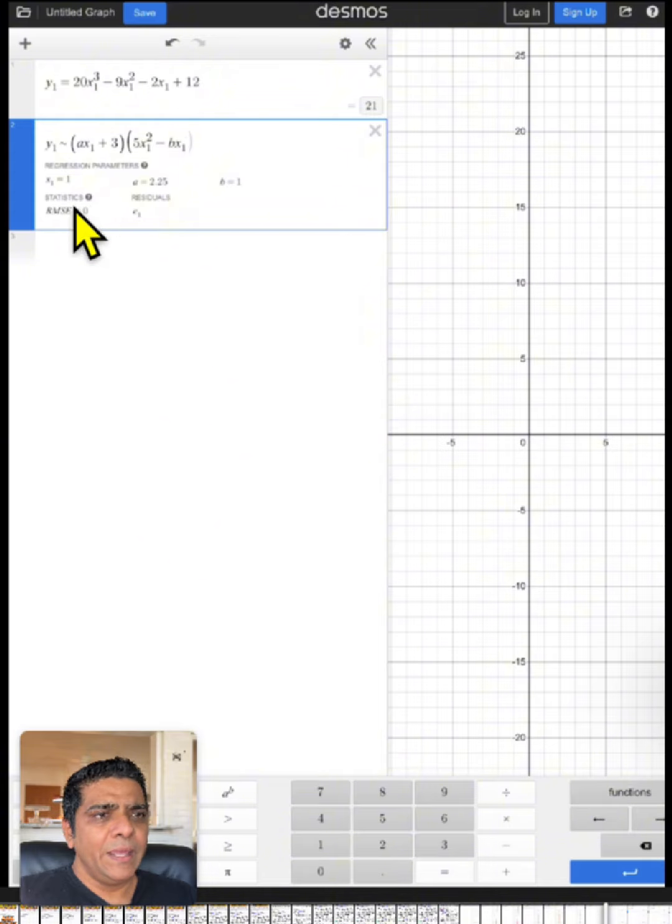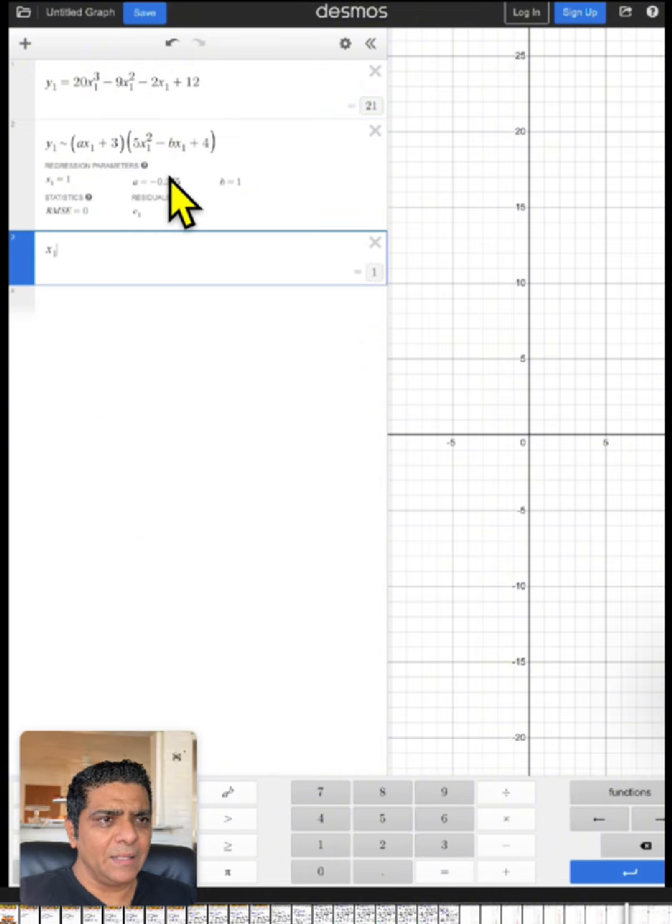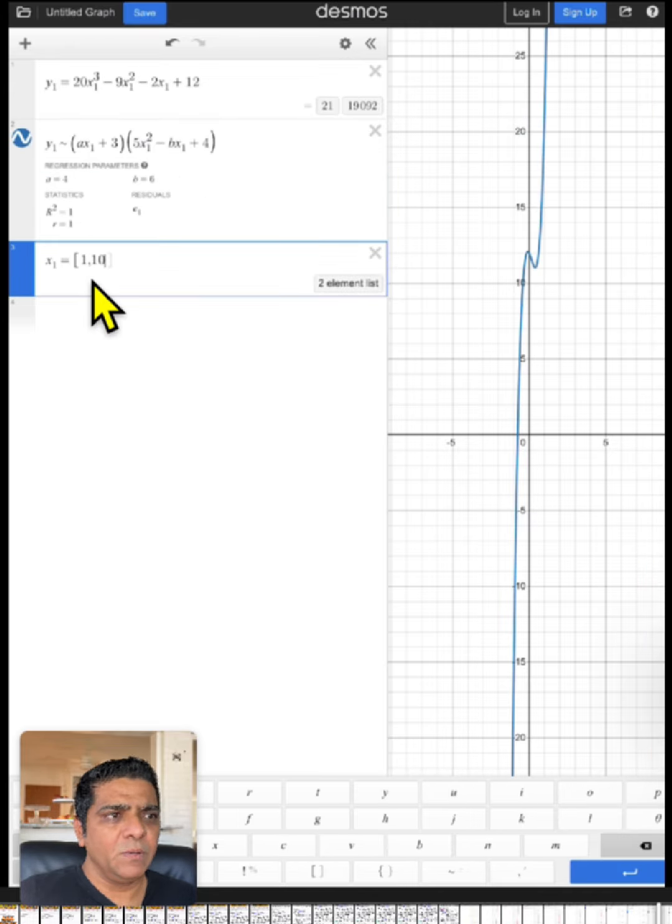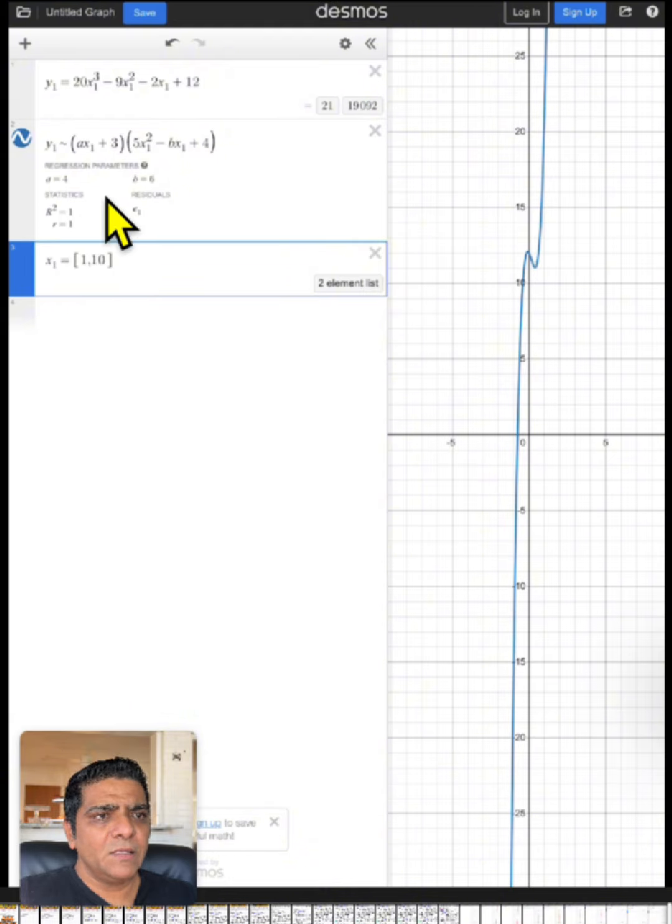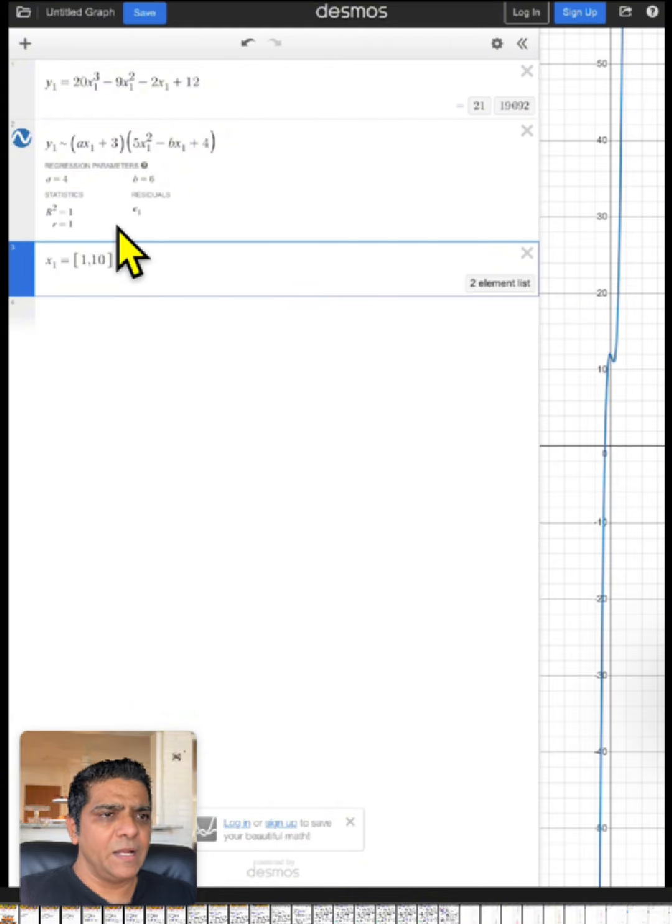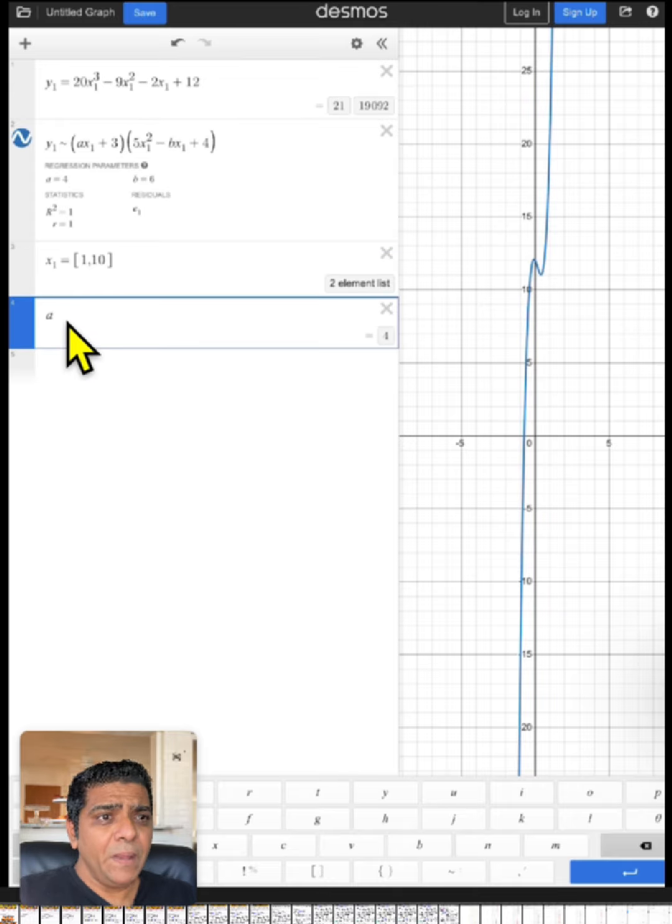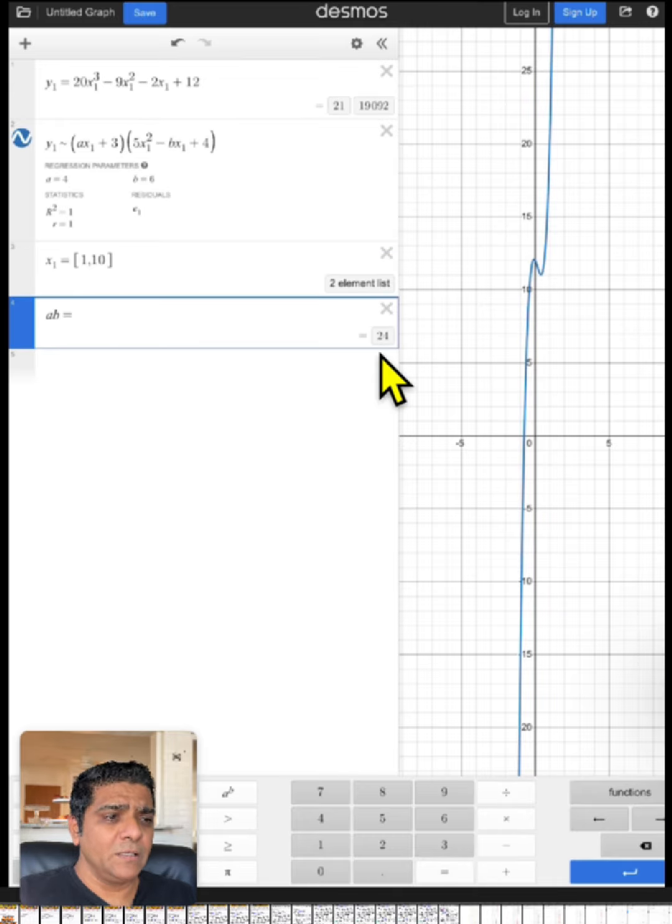So we're essentially doing a regression analysis. Now we're going to set our x1 between 1 and 10. So we're just going to search for the values between 1 and 10 for x1. And when we do that, you see a is 4 and b is 6 with the regression analysis. So 6 times 4 is 24. Same answer, so that's the correct answer. If you want to say ab equals, it's going to give us the answer 24.